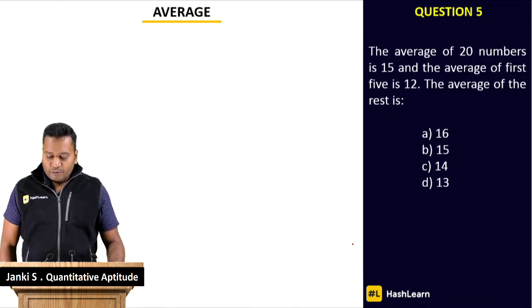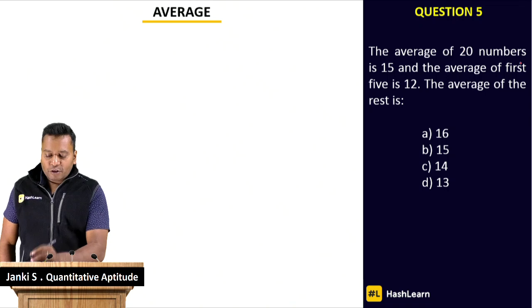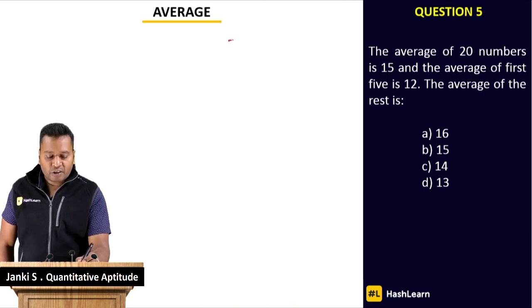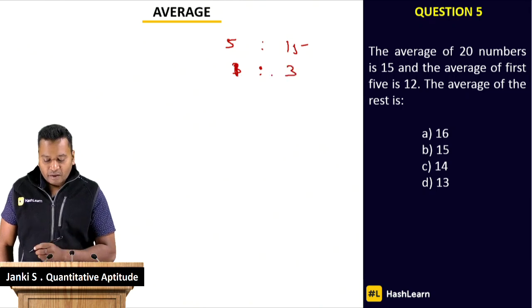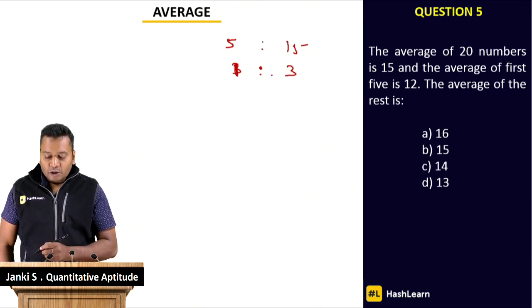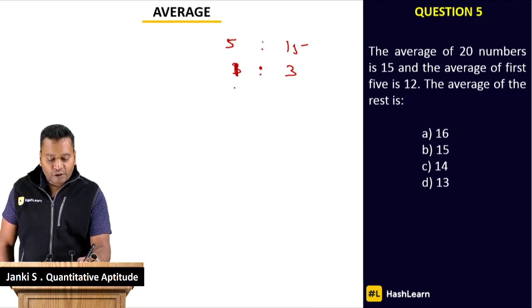Next one, the average of 20 numbers is 15 and the average of the first 5 is 12. The average of the rest is the same thing. So the first 5 and the remaining 15. That means the numbers are in the ratio of 1:3, right?